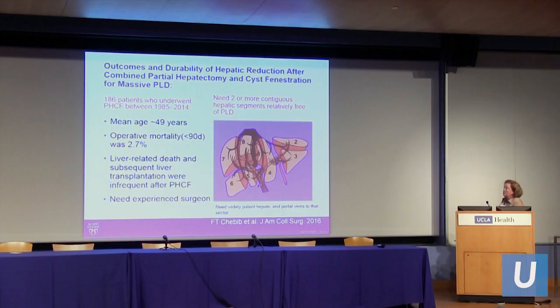Very low mortality. Need an experienced surgeon. We have a special surgical floor and surgical team for this. And you need to have 2 or more contiguous liver segments relatively free of polycystic liver disease. We do see patients that have been denied surgery at other medical centers by liver surgeons that do not offer this or don't like this type of surgery.